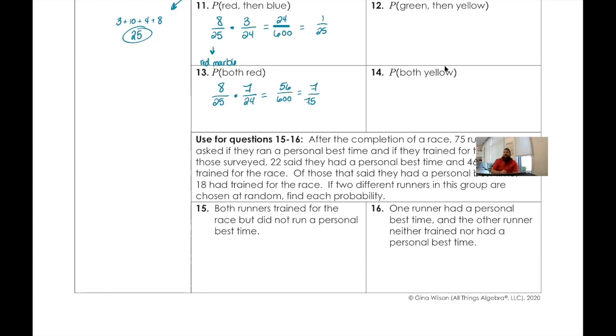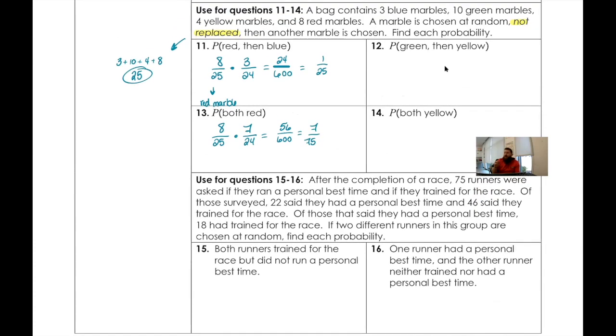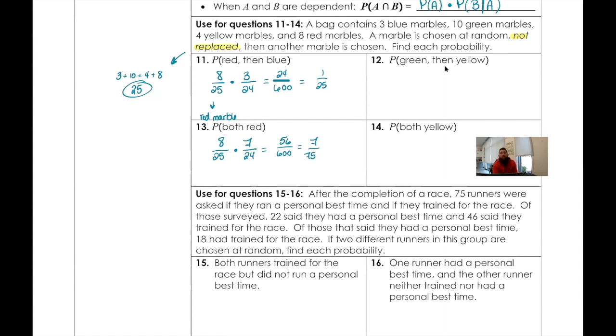Right? And now look at number 14. Now we're going to say, hey, we're going to reach into that marble sack and we're going to get out both yellow. So the probability of pulling a yellow marble would be 4 out of 25, because there's 4 yellow marbles. We have pulled a yellow marble. We are going to assume we pulled yellow. So now there's only 3 yellow left in there, and there's only 24 left. So 4 times 3 is 12. 600, we should know that number. We math frac it and we get 1 out of 50.